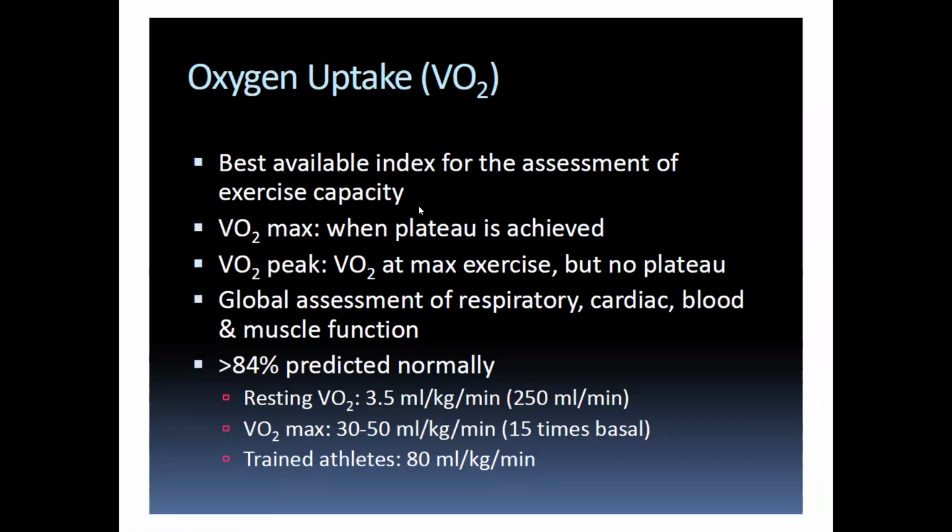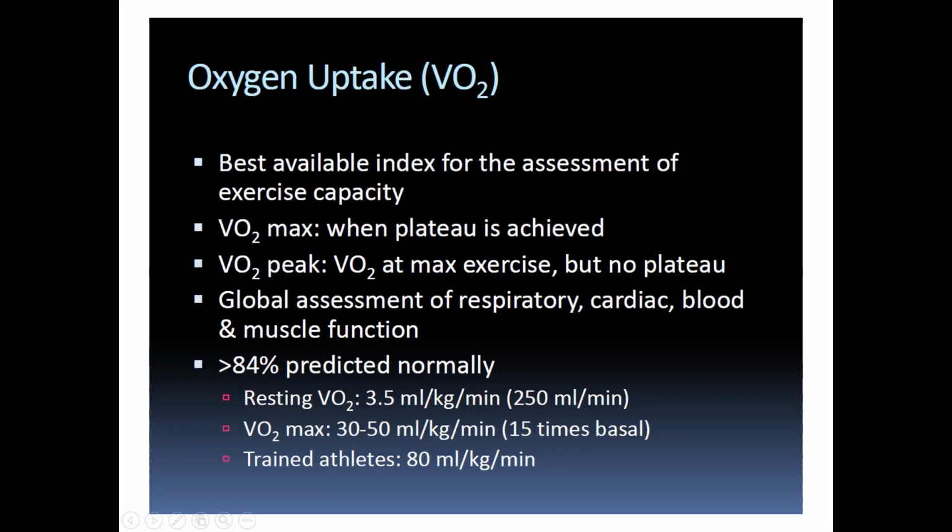Oxygen uptake is the best available index for assessment of exercise capacity. It is by far the most important variable we measure using CPET. You know it's max when the plateau is achieved and you see the plateau. I showed you an example. Otherwise, you just measure VO2 at max exercise.